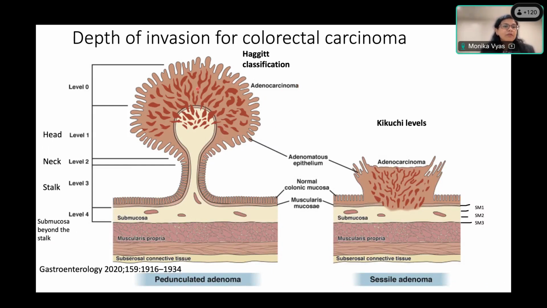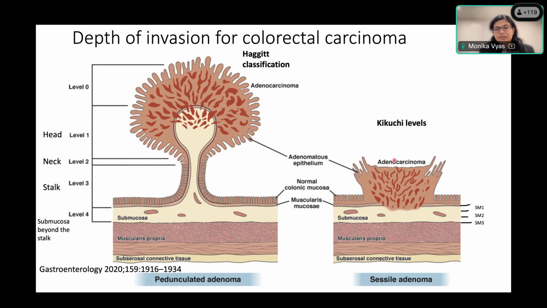So level 0 is where it's only in the upper part of the head, without any submucosal involvement in the head or stalk. Then level 1 would be involvement of the submucosa of the head of the specimen. Level 2 is involving the neck of the polyp, and level 3 would be the stalk, and level 4 will be the actual submucosa of the bowel wall.